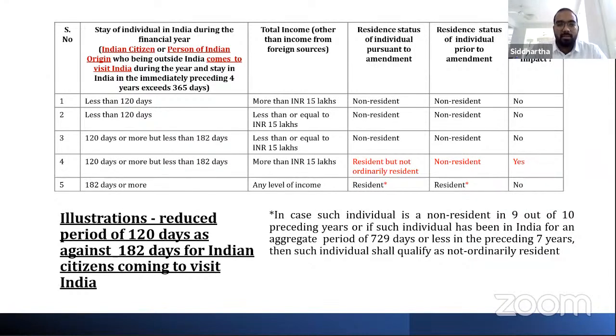The next case arises where your stay is 120 days or more, but less than 182 days. In this case, we have to see whether your income from India is more than 15 lakh. If your income from India is more than 15 lakh, you become a resident but not ordinary resident. This is the change which has been brought into place. And the other criterion was if your stay in India is 182 days, then it was obvious that you become a resident of India.